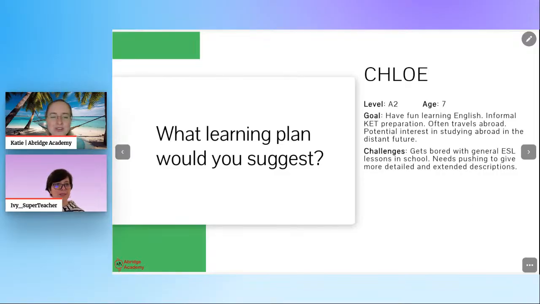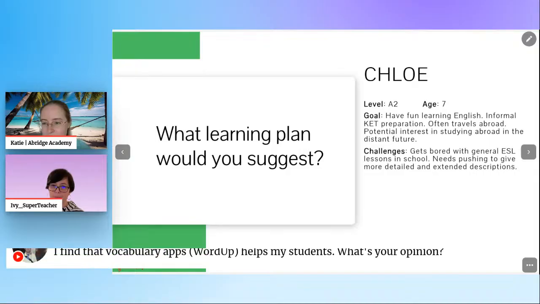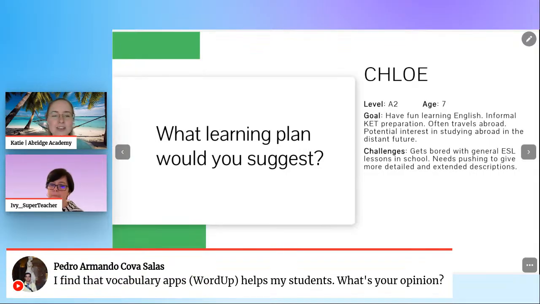So thinking about this student, Chloe, everyone in the chat, what do you think would be helpful for this student? I was going to put up a question that someone put earlier that we missed while everyone else is thinking about this one. Quick divert to a different topic. Pedro asked about vocab apps, Word Up. What are your thoughts on vocab apps? Ivy, what do you think?